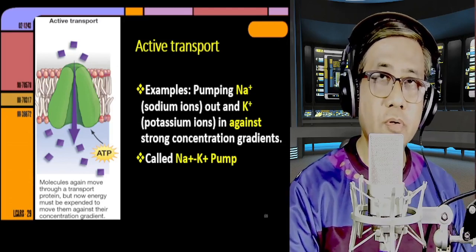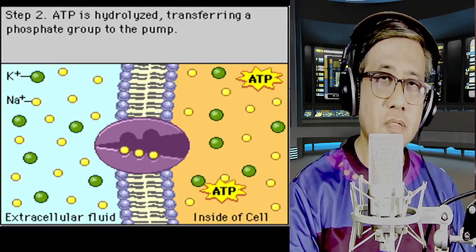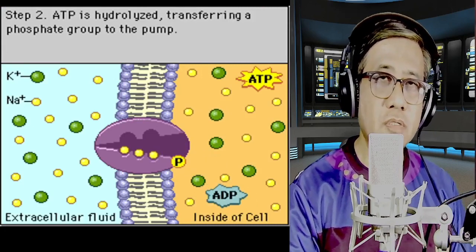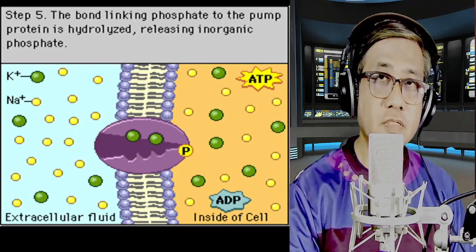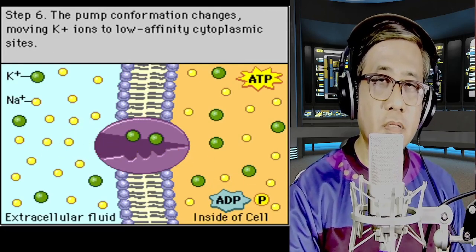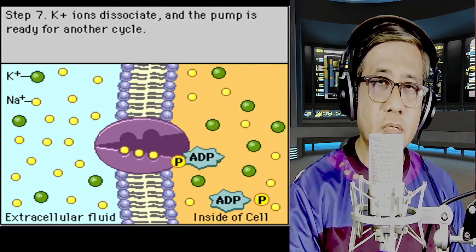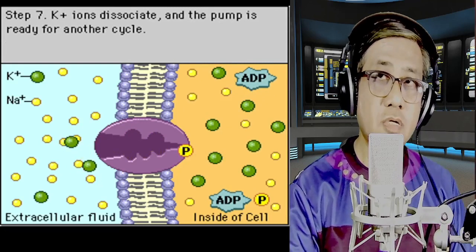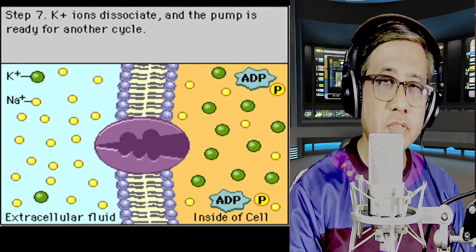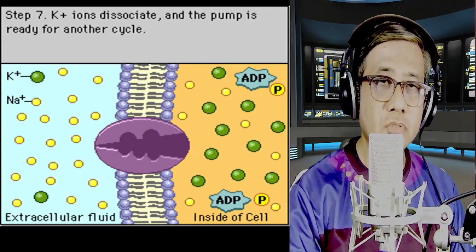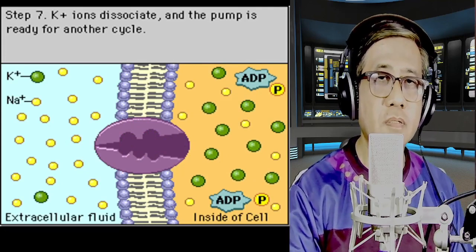So let's take a look further at the sodium-potassium pump in this animated illustration. In the sodium-potassium pump, you have a transport protein similar to facilitated diffusion. But in this case, the transport protein requires energy. And that energy from ATP changes the shape of the transport protein so that it pumps 3 sodium ions out of the cell and 2 potassium ions in.